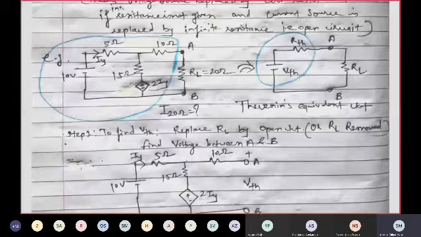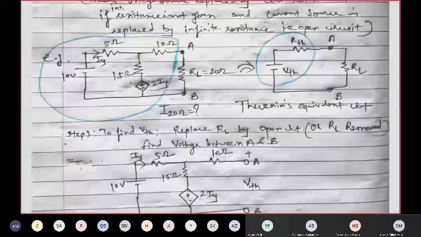Now here you have to find the current flowing through the 20 ohm. The 20 ohm is your load resistor, and you have to find the current flowing through that 20 ohm using Thevenin's theorem. Then how will you proceed? Since there is a dependent source in this circuit, the steps are different.